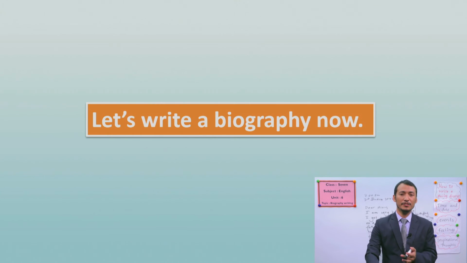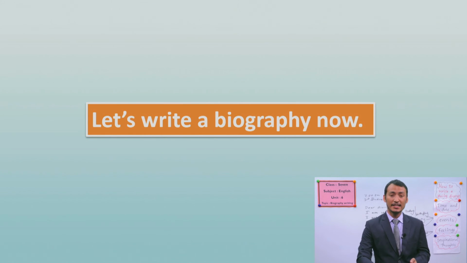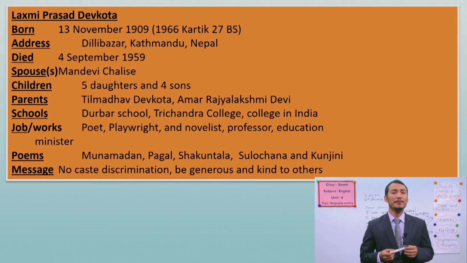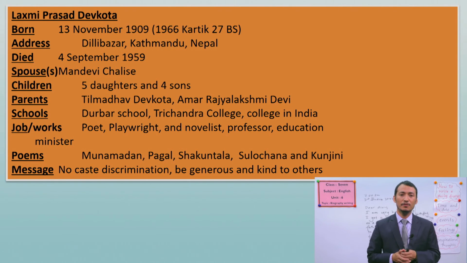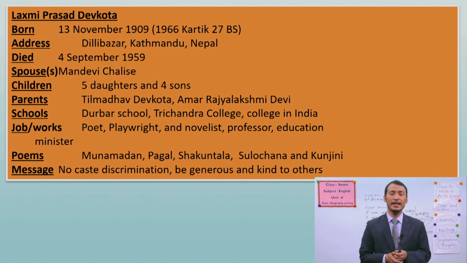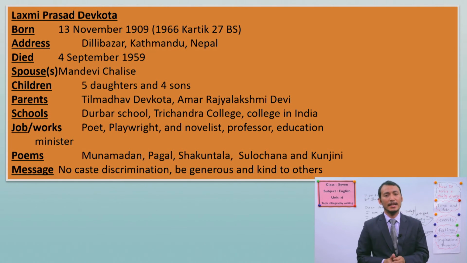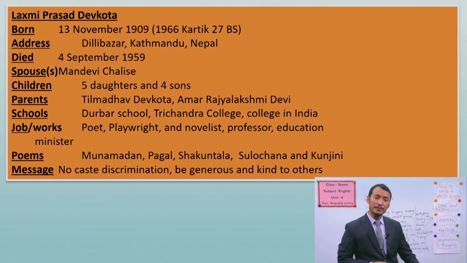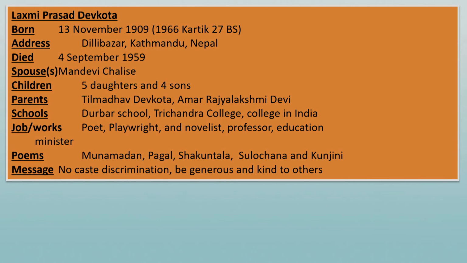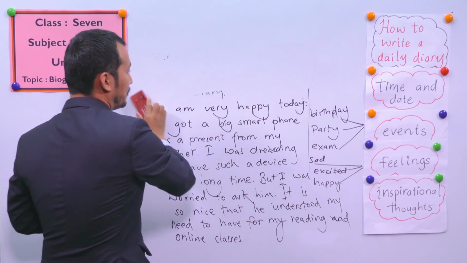Okay, students, let's try to write a biography, how we can write. Now I'll show you the example of information here about Lakshmi Prasad Devkota. All of you know who he is, right? He is the greatest poet in Nepal. Okay, here is the information about him. He was born on 30 November 1909, or 1966 Kartik 27 BS. Now I'll write from this information. Please read the information here about his address and when he died. Okay, I'll show you how we can begin, and it's a simple description.